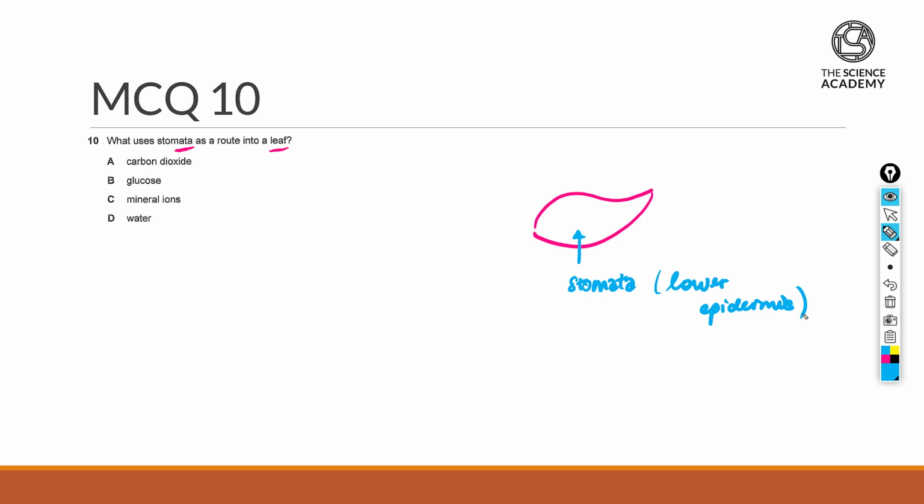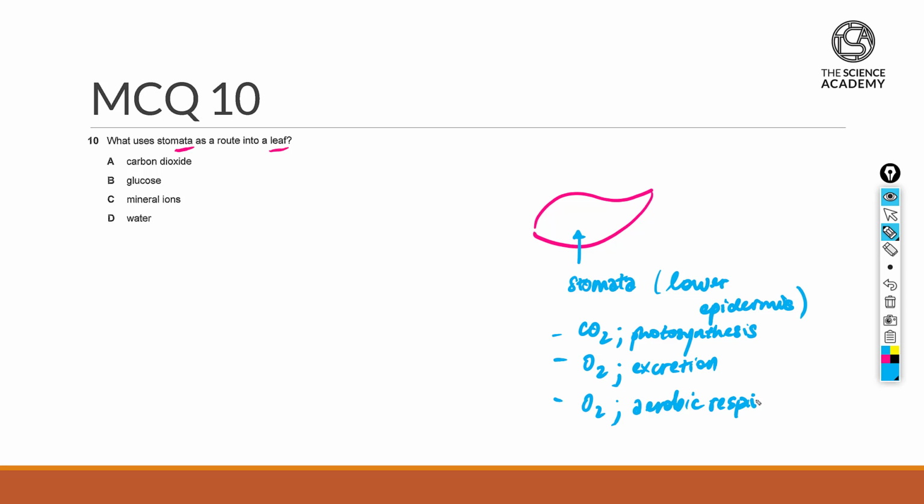And from this, we're looking at the entrance of CO2 to support the process of photosynthesis. We can also see the release of O2 known as excretion, because this is the waste product of photosynthesis. But O2 itself can actually be taken in should the plant have to undergo aerobic respiration, which by the way takes place all the time.